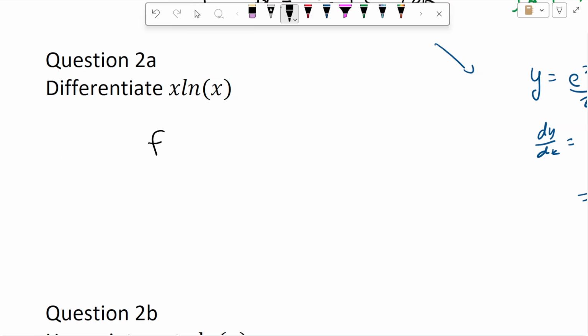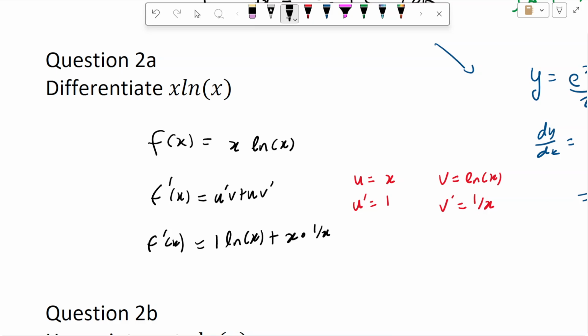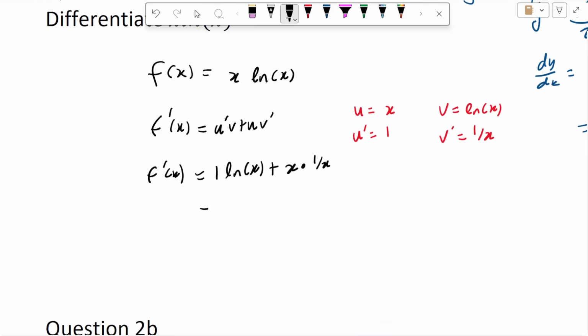Differentiate x log of x, so f of x is x log of x. To differentiate something like this, we need the product rule. So u dash has got to be 1 and v dash is 1 over x. So f dash of x is u dash v plus u v dash, which is 1 log of x plus x times 1 over x. So that's f dash of x there. And we can simplify this down a little bit because the first term is just log of x and the second term is 1. So there's our derivative.